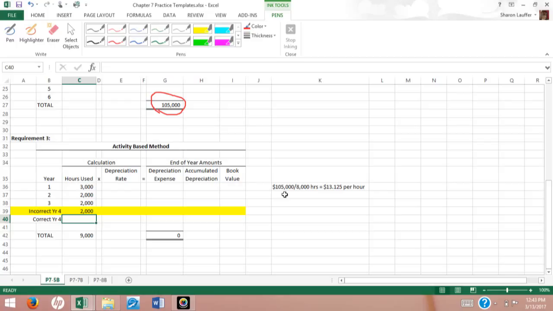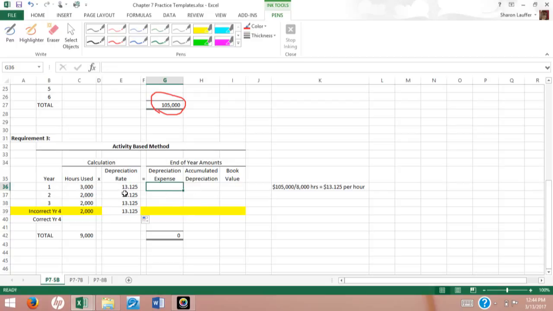So the calculation for the activity-based method to figure out your depreciation rate is the depreciable cost, which is $105,000, divided by the number of activities used, which in this case is 8,000 hours total. So that gives us $13.125 of expense that we expect to use for every hour that it is used. So our depreciation rate in this case, that activity amount, is 13.125, and it's 13.125 all the way down. So we're just going to multiply across just like we have been doing.